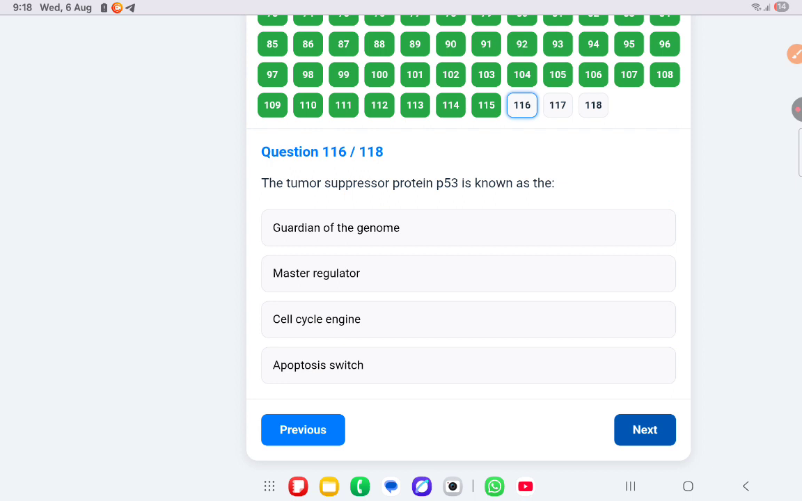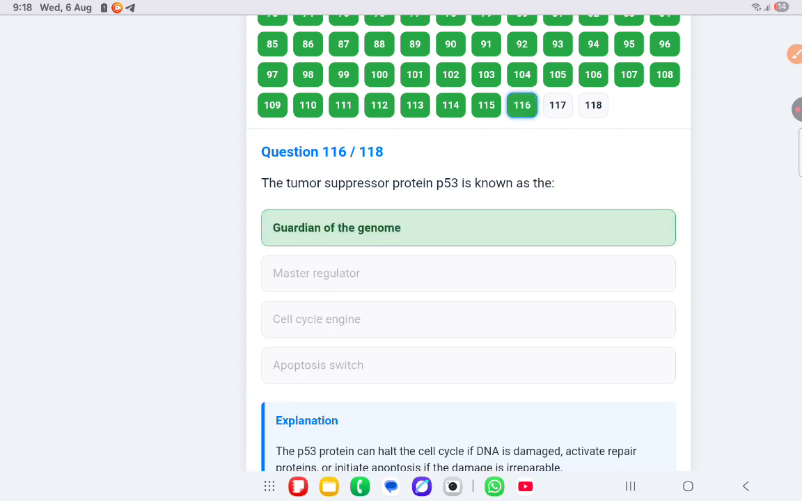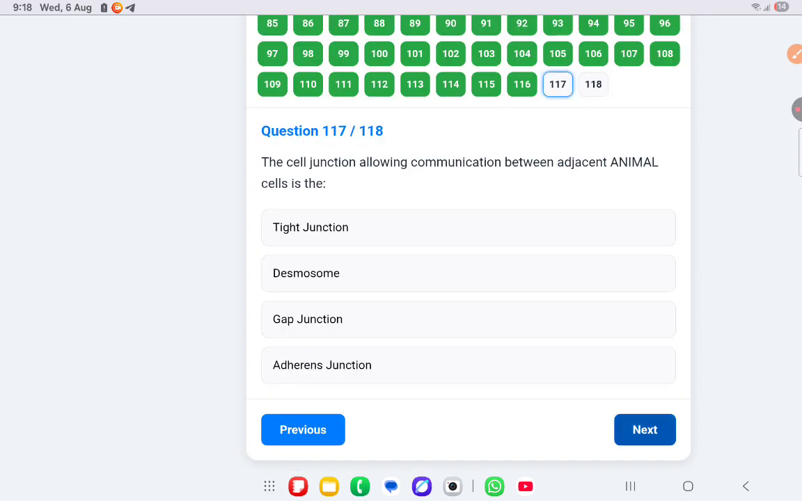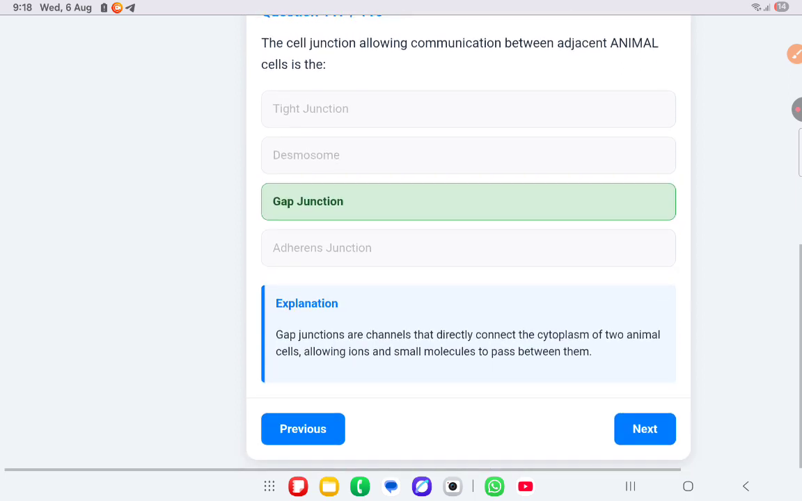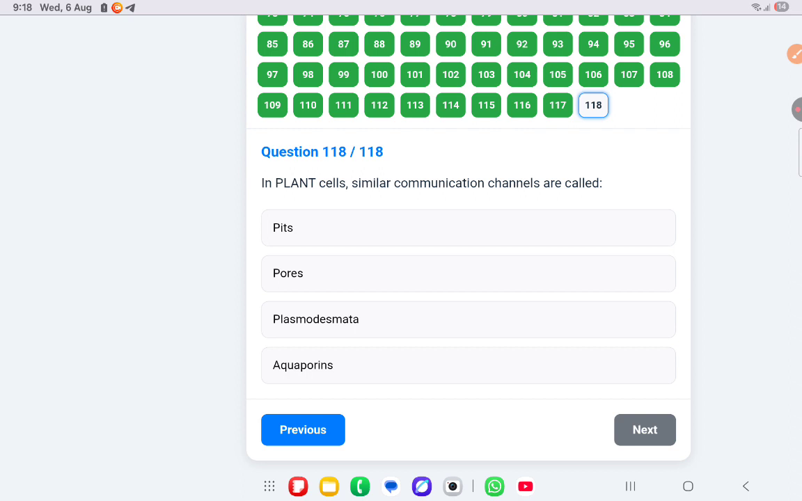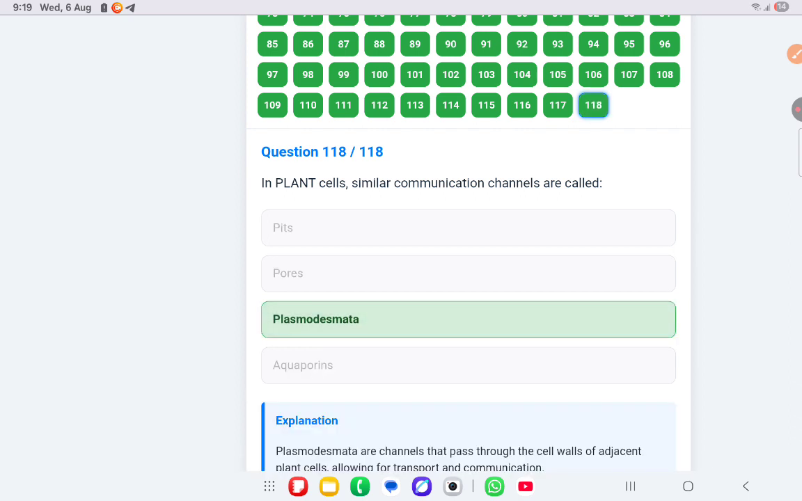The tumor suppressor protein p53 is known as the guardian of the genome. Next, the cell junction allowing communication between adjacent animal cells is the gap junction. In plant cells, similar communication channels are called plasmodesmata. It's the last question in this video.